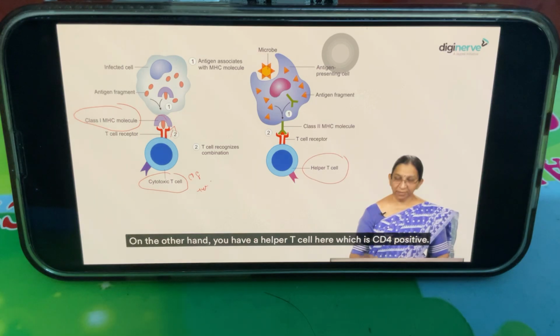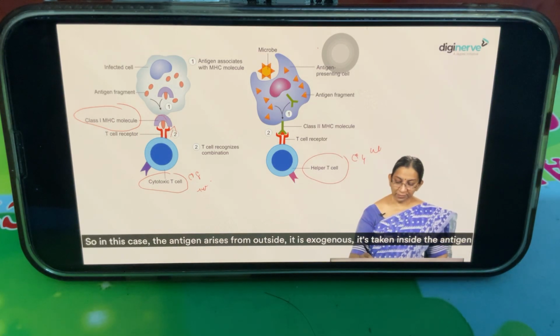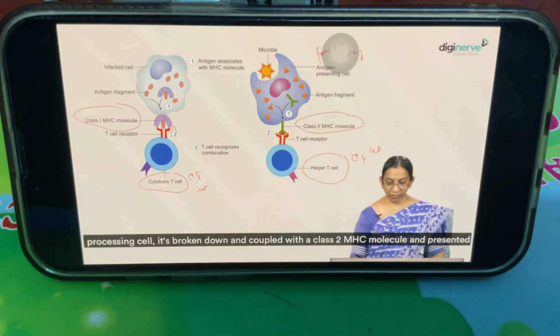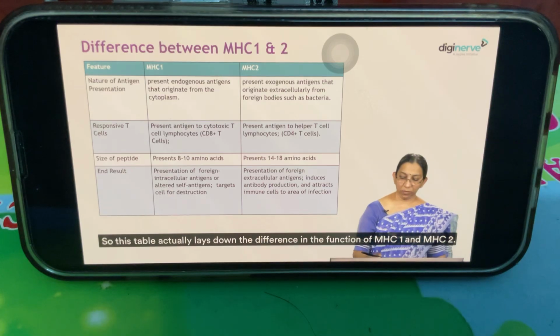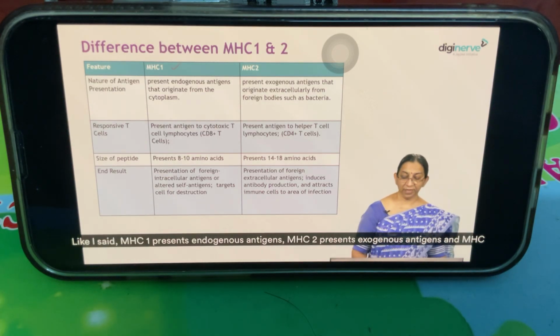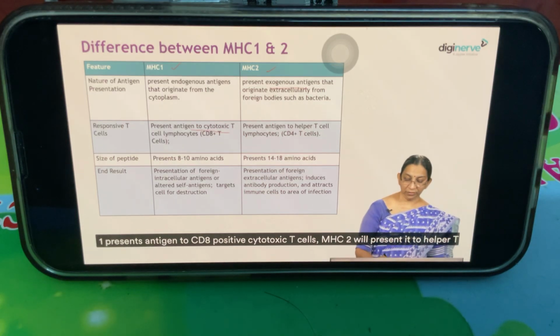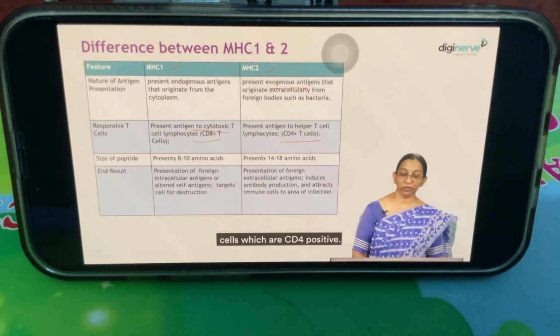On the other hand, you have a helper T cell here, which is CD4 positive. In this case, the antigen arises from outside. It is exogenous. It's taken inside the antigen-processing cell, broken down and coupled with a class 2 MHC molecule and presented to the helper T cell, resulting in its activation. So this table lays down the difference in the function of MHC1 and MHC2. Like I said, MHC1 presents endogenous antigens, MHC2 presents exogenous antigens, and MHC1 presents antigen to CD8 positive cytotoxic T cells. MHC2 will present it to helper T cells, which are CD4 positive.